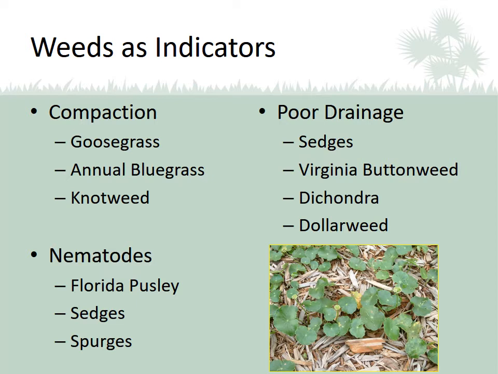And certain other weeds grow very well in poorly drained soils. They like fairly wet areas. Sedges do very well in wet soil. Virginia buttonweed, dichondra, dollarweed. For an example, if you ever speak with a homeowner who has a St. Augustine lawn and they complain that they have a lot of dollarweed growing very well, it's big, it's healthy, that probably is an indication they're watering their lawn too much, because dollarweed does very, very well in overly wet soils.